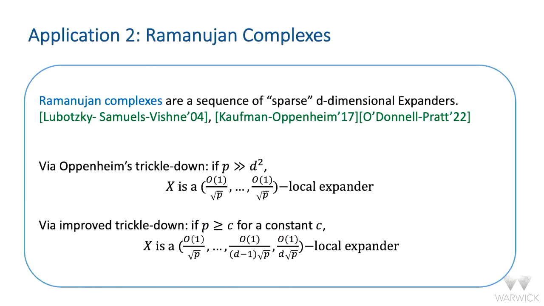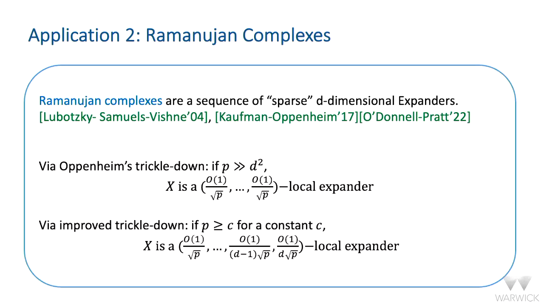So to summarize, you can apply the same technique to this other construction of sparse complexes by Kaufman, Oppenheim, and O'Donnell-Pratt. In a black box way, you can improve the local expansion of what they could prove. The previous bounds showed that the complex is a 1 over root p local expander when p is more than the dimension squared. But now you can get a local expander even for a constant p independent of the dimension. I still don't know applications for this, but I'm hoping that some will come because these Ramanujan complexes have found a lot of applications.